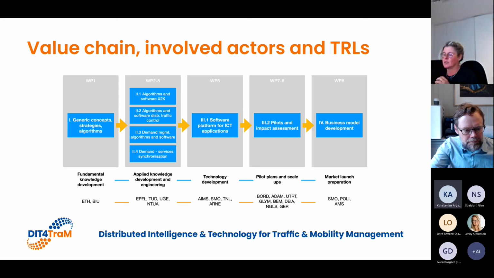The other academic partners from Switzerland, Delft, Greece, and France are looking into the work packages 2 and 5. Then we have a number of industry partners looking specifically at the technology development and the platform that we're using. We have a lot of different partners that are looking into the pilots that we're doing. And finally, Siemens, AMS, and Polis are looking towards the business development and look ahead how this can be used by a much larger group of people.